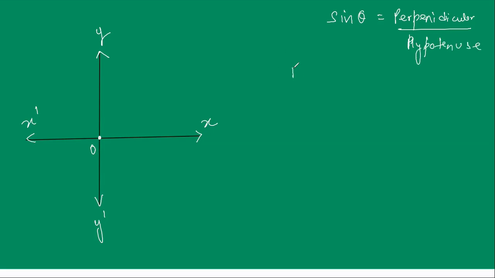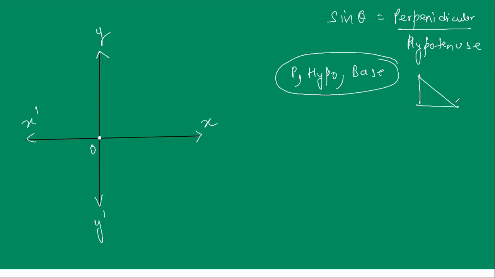As we are talking about perpendicular, hypotenuse, base, when we are talking about these three sides, it means we are talking about a right angle triangle. In any right angle triangle, the slant side is called the hypotenuse, which is the longest side. Perpendicular and base are always less than the hypotenuse.